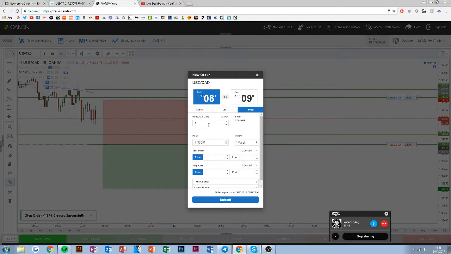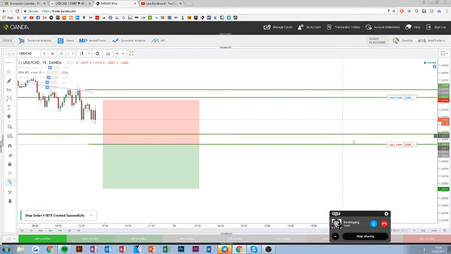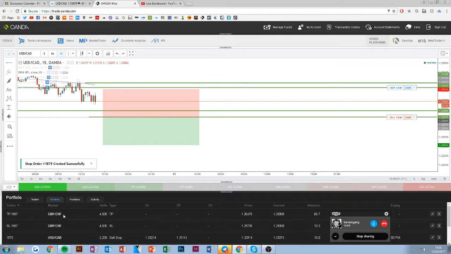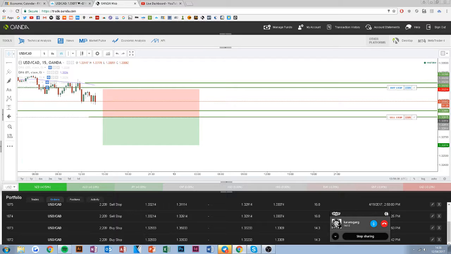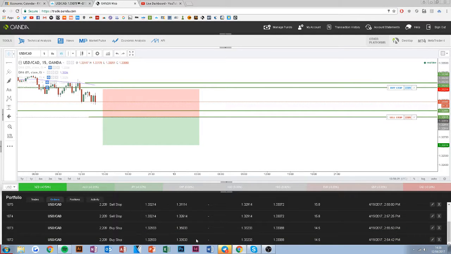Sell stop, 2209, 1.32914. Take profit 180, stop loss 30. Is this your second one? Yep, so I've got both of them done now. Let me just check on my orders. So USD CAD: 2 sell stops, 2209, 2 buy stops, 2209. They both have stop losses, they're the same stop losses, and take profit, nice. Okay.